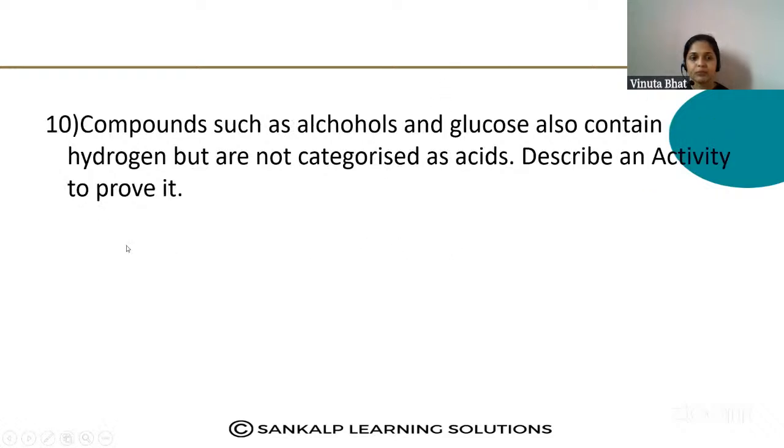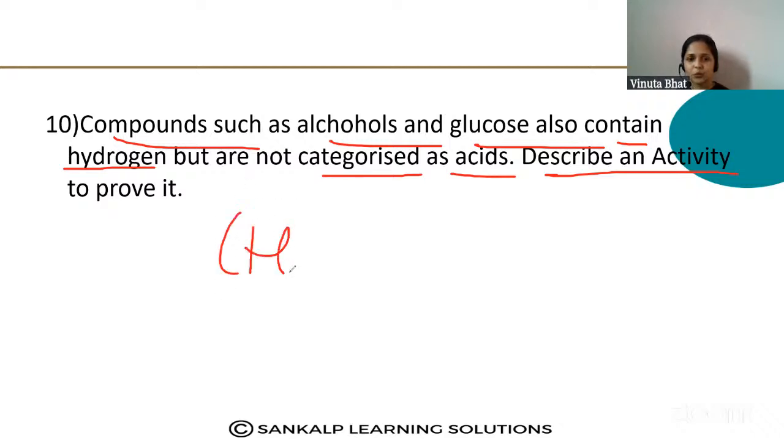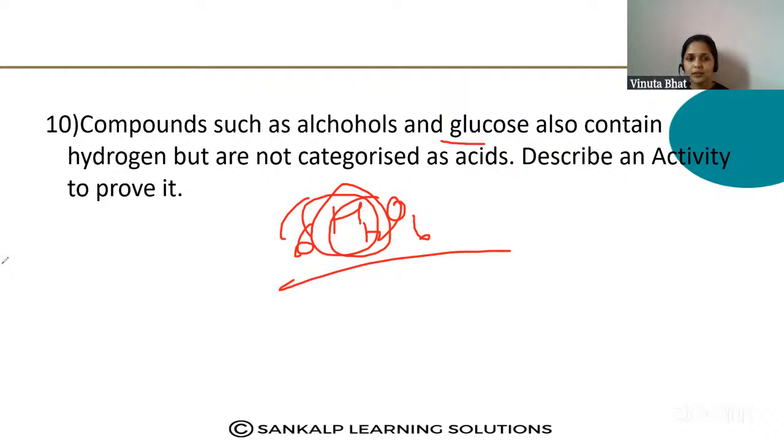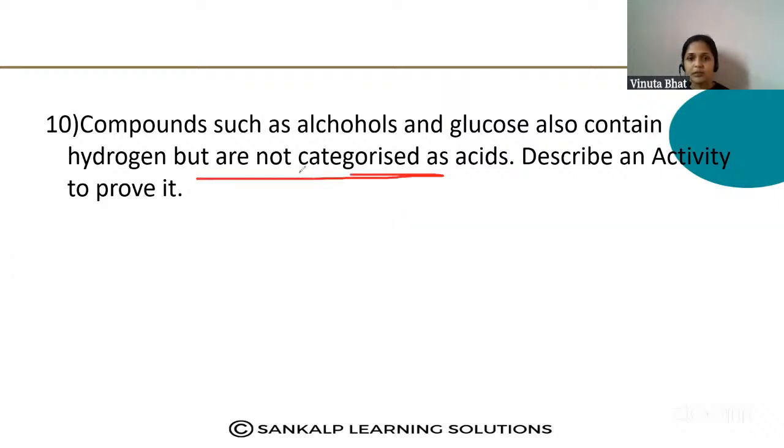Next question. Compounds such as alcohols and glucose also contain hydrogen, but are not categorized as acids. Describe the activity. Here, alcohols, for example CH3OH or any alcohol, and glucose, that is C6H12O6, all contain hydrogen. So, hydrogen, but they are not considered as acids.